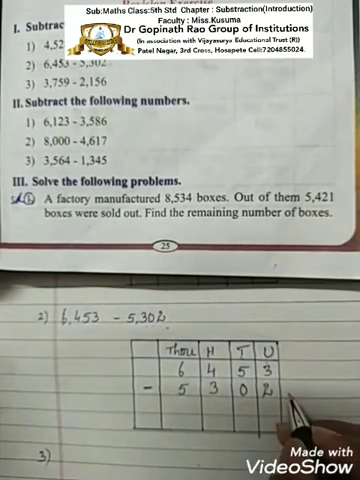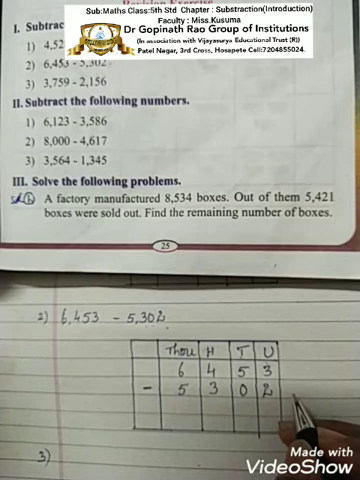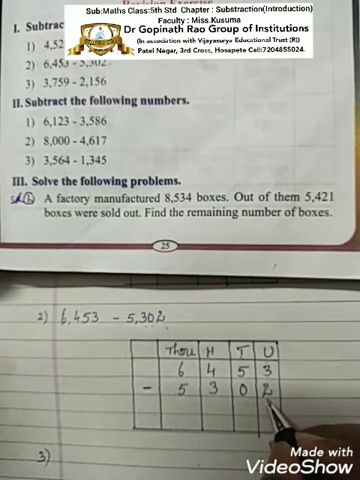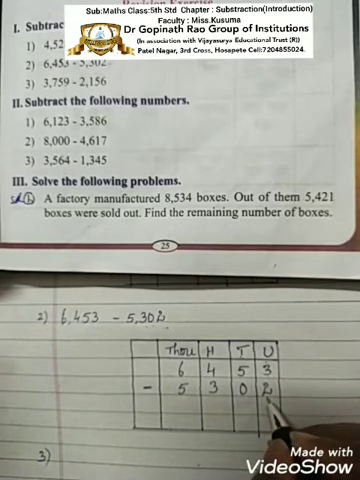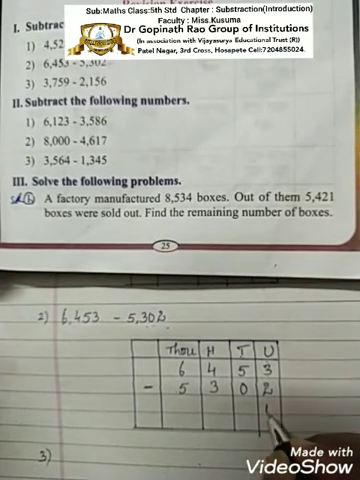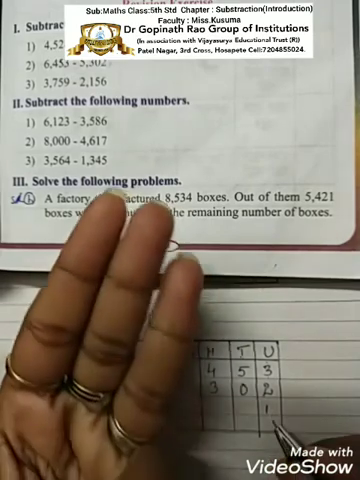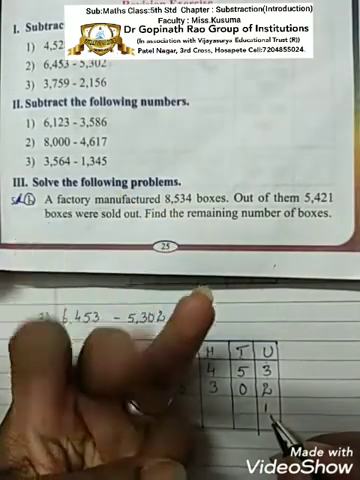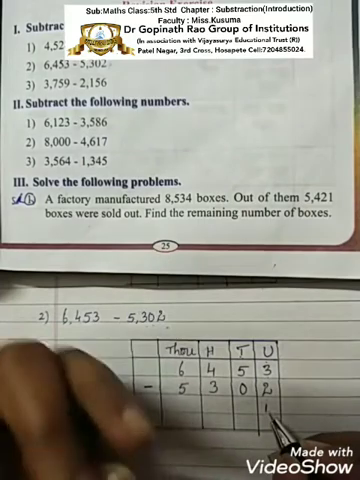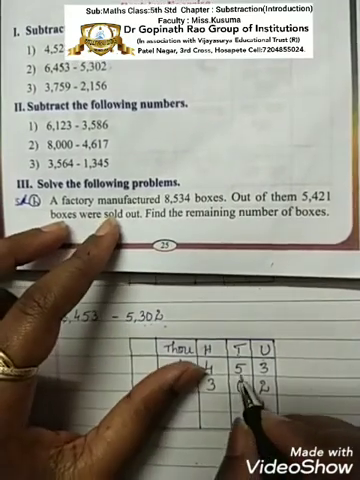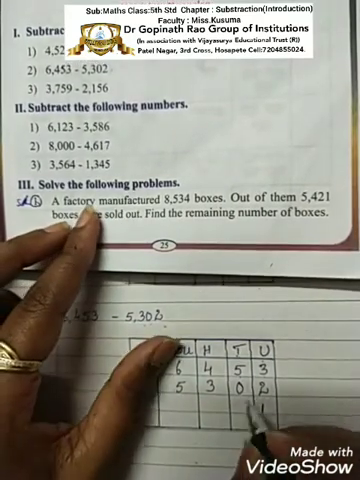Now we have put the values in the table, isn't it? Now you can subtract easily without any confusion. Therefore 3 minus 2. What is 3 minus 2? 3 minus 2 is 1. See, if we have 3, and we remove 2, we are left with 1. Okay, next 5 minus 0. 5 minus 0 is 5.